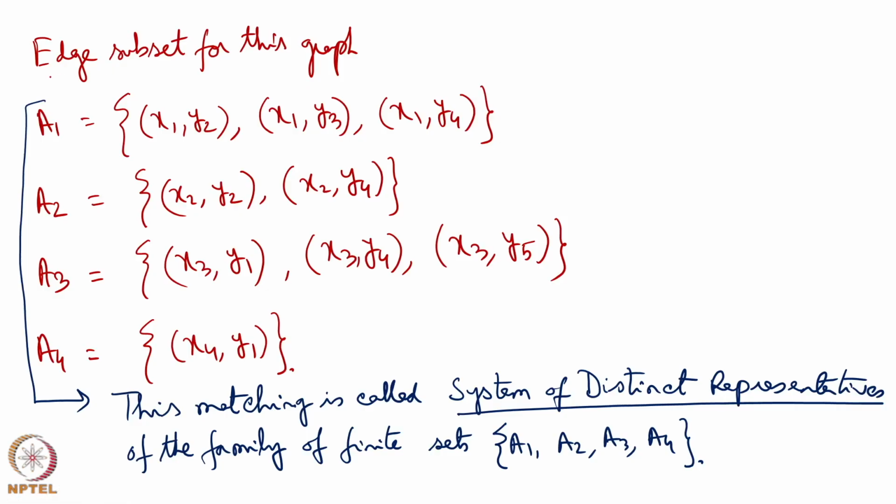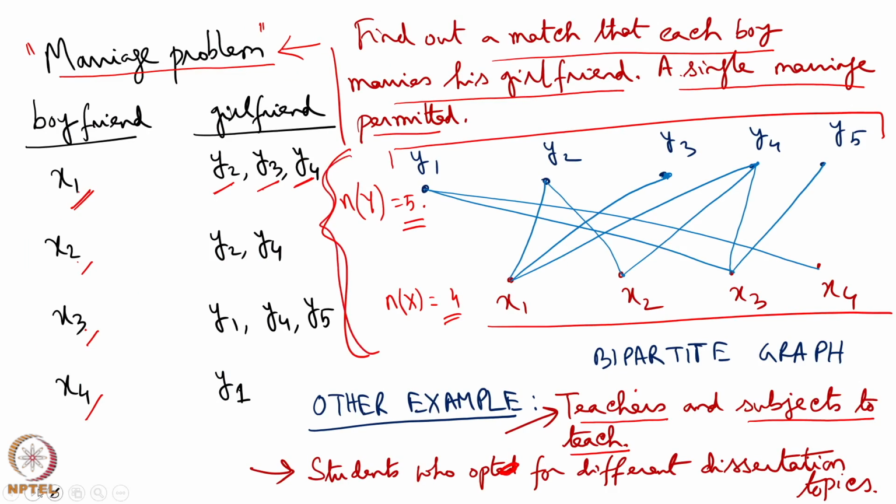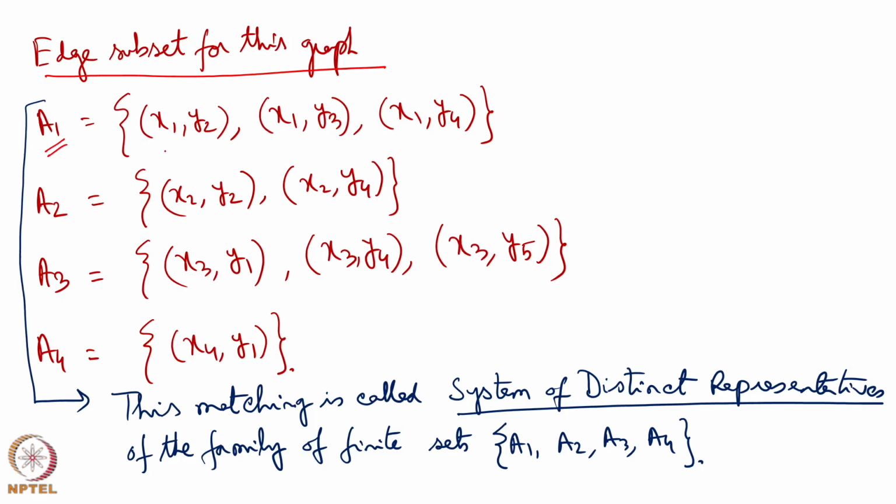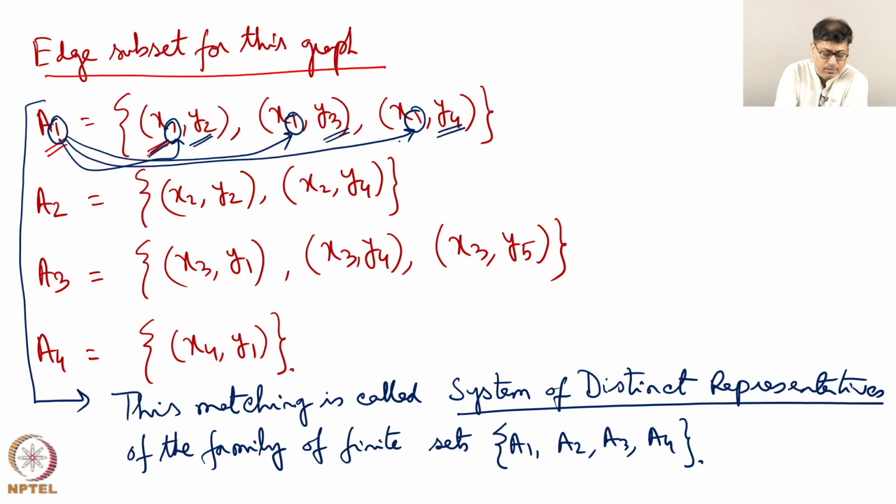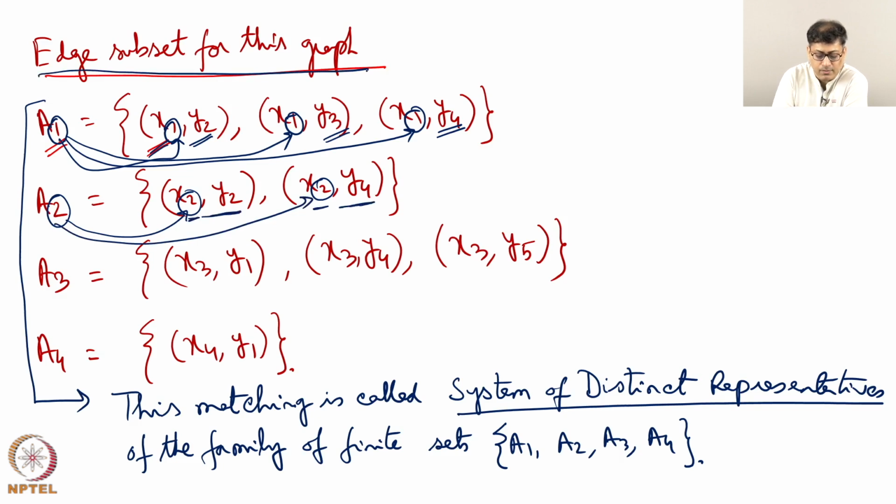Now, let us look at the edge subset for this graph. For this graph, we are going to write the edge subset. A1 is x1, y2; x1, y3; and x1, y4. That means x1 can be linked with y2, y3 and y4. So, what is the subscript here? 1 has gone over there. Similarly, this 2 subscript comes over here and over here, and x2 can be linked with y2, x2 can be linked with y4. This is the meaning of the edge subset for this graph.